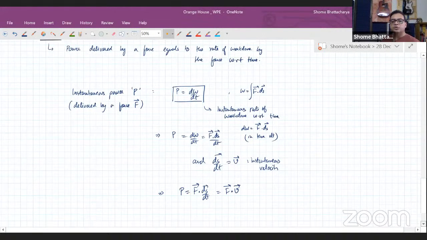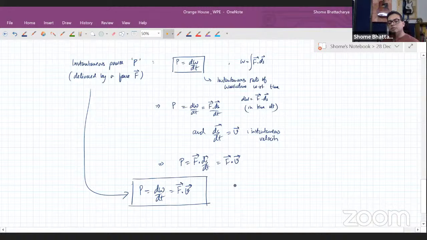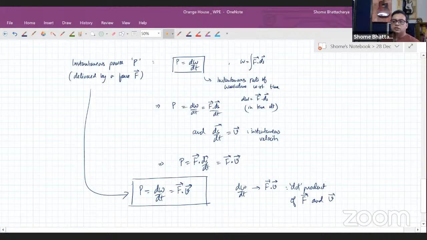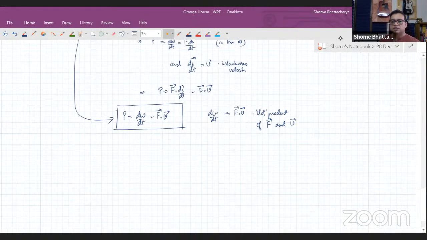So now this becomes something very important for us. The definition of instantaneous power, which is instantaneous rate of work done, can also be simply calculated as the scalar product of force with velocity. So this rate of work done can also be calculated as the scalar product or dot product of instantaneous force and instantaneous velocity. So just make a note of this and we'll discuss more about this next.